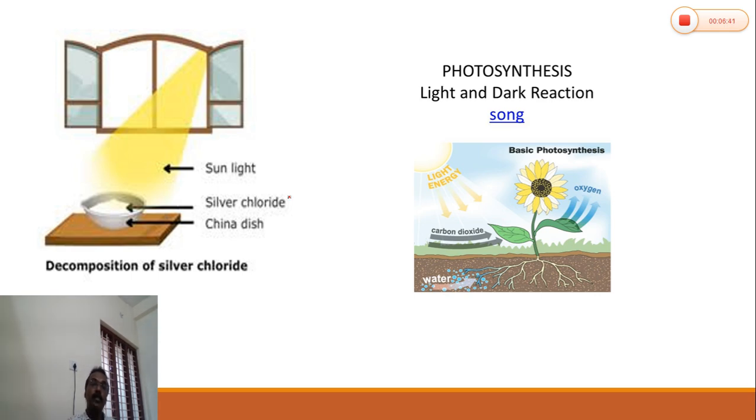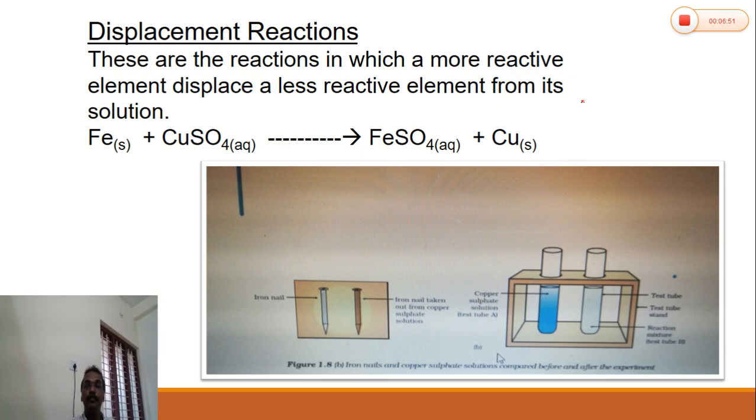This is a diagram showing silver chloride. Silver chloride decomposes into silver and chlorine. This takes place in the presence of light.